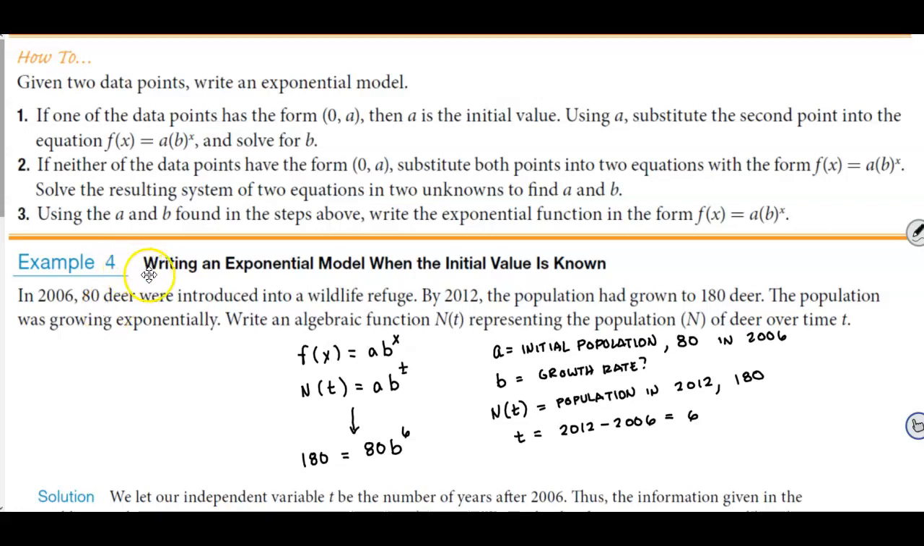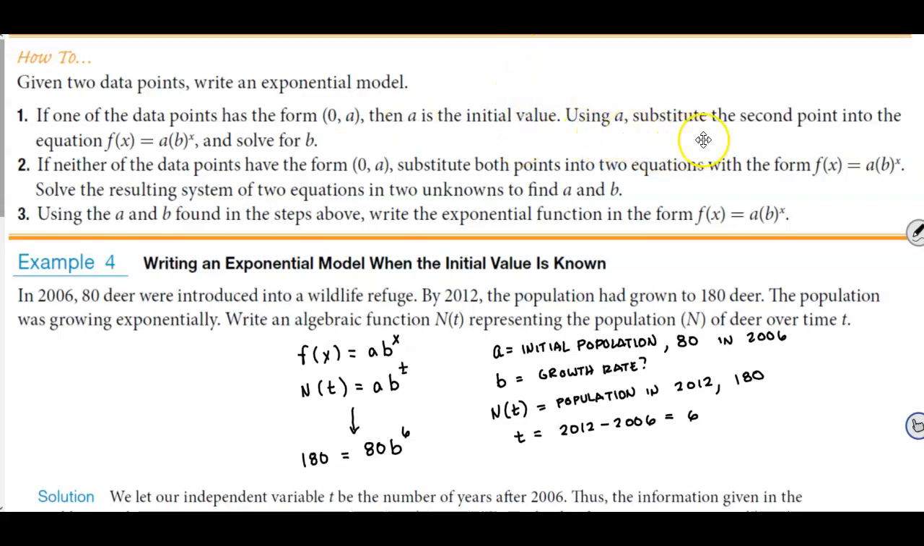In example 4, we're writing an exponential model when the initial value is known. So how do we go about this? Well, first, we're given two data points. We want to write an exponential model. If one of the data points has the form (0, a), then a is the initial value.